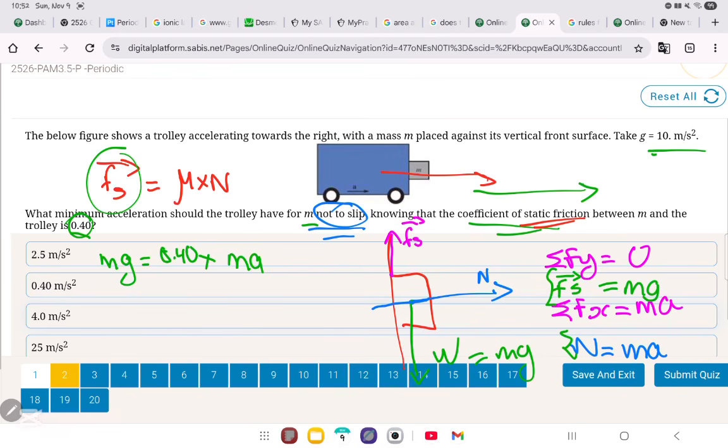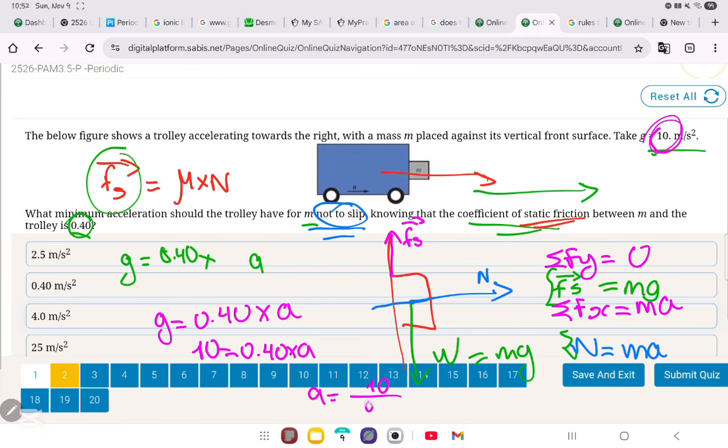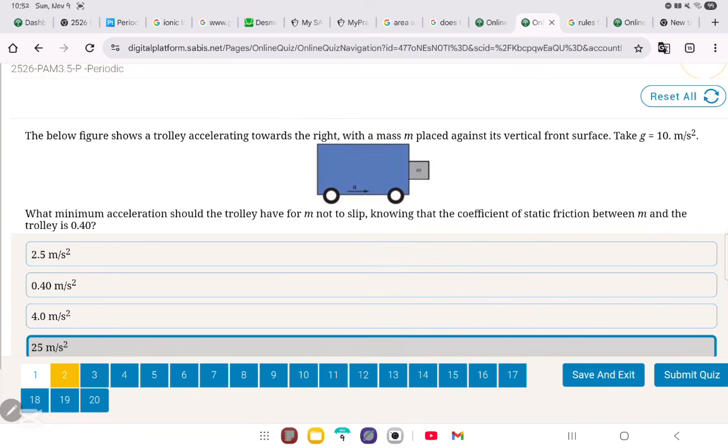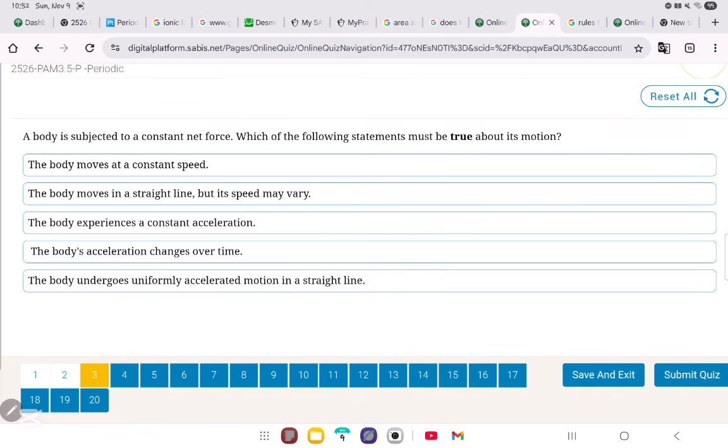What can we do now? Also, we can cancel the mass m and m. Cancel them, and now you're left with g is equal to 0.40 times a, and they gave us the value of g to be 10. So 10 is equal to 0.40 times a. A is then equal to 10 over 0.40, which is 25 meters per second squared. And just like that, we got the value of the acceleration to be 25 meters per second squared. We'll move on to question number 3.